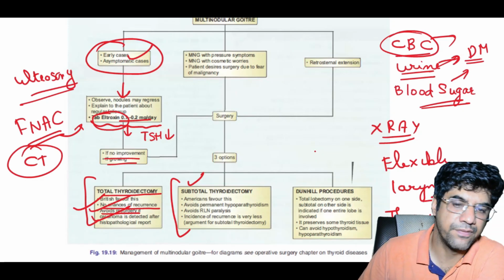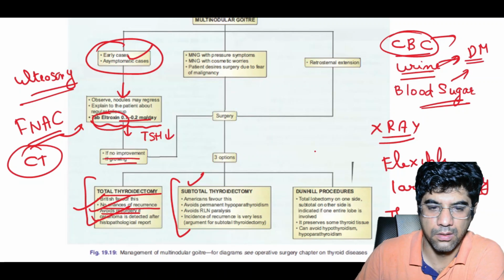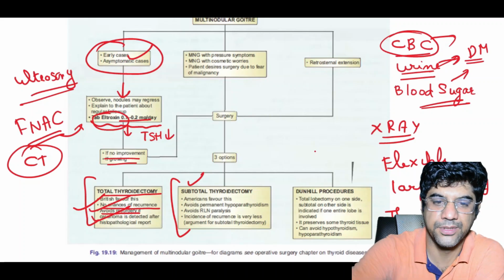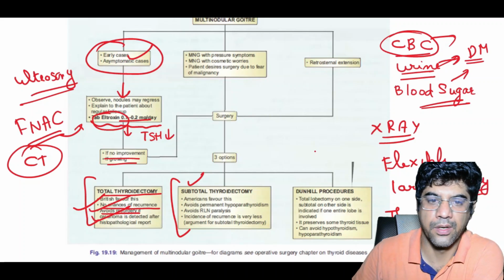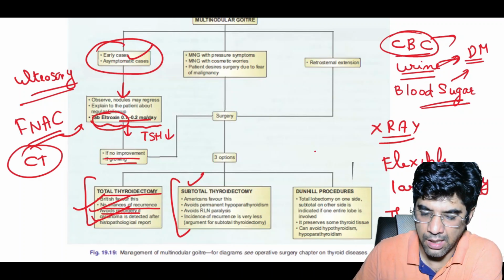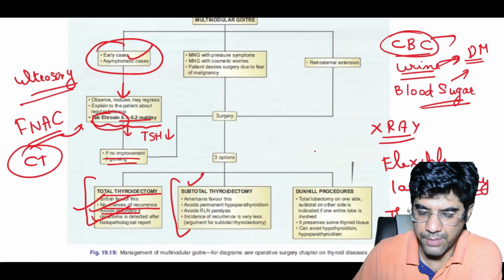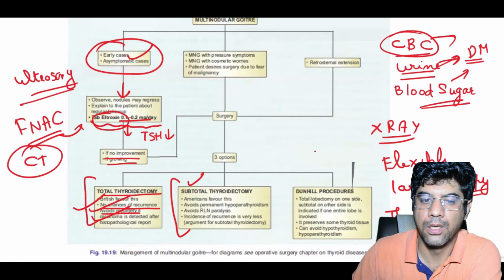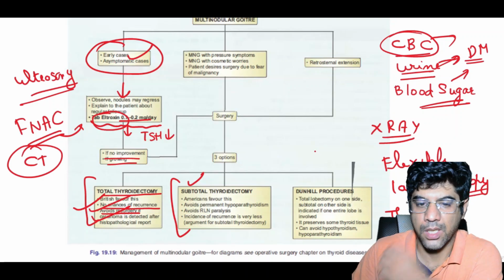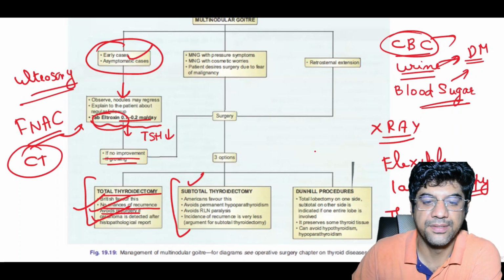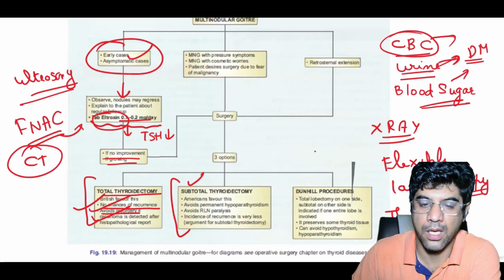Now, what are the indications for surgery? When there is a multinodular goiter, it presents with pressure symptoms. There is an enlarged thyroid causing difficulty in swallowing, breathing, or if there are any compressive symptoms, we can plan out the surgery. Subtotal thyroidectomy preserves some thyroid tissue, which avoids permanent hypothyroidism and reduces the risk of recurrent laryngeal nerve paralysis as compared to the total thyroidectomy.